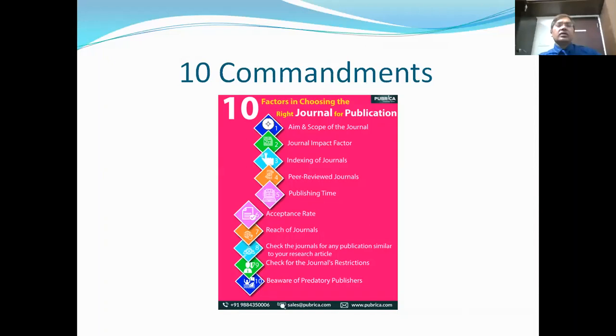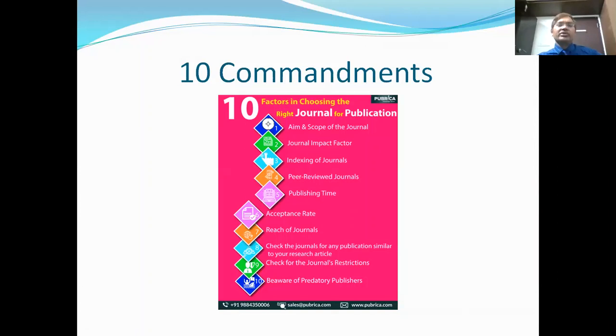Along with the other important things like the reach of journals, check the journals for any publication similar to your research article.